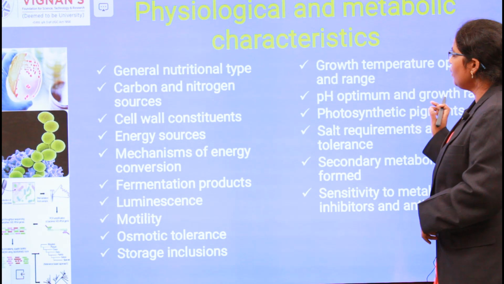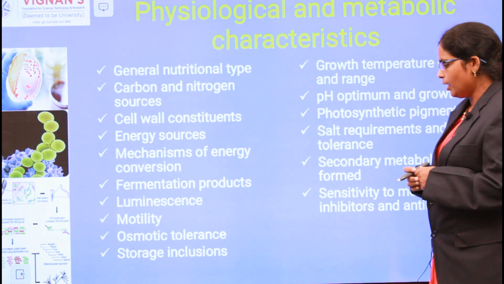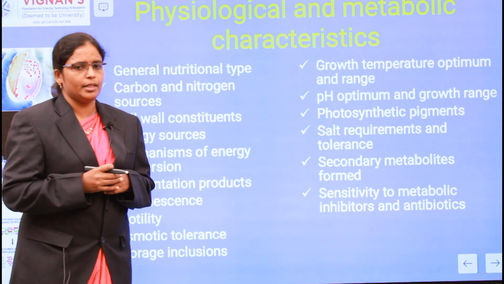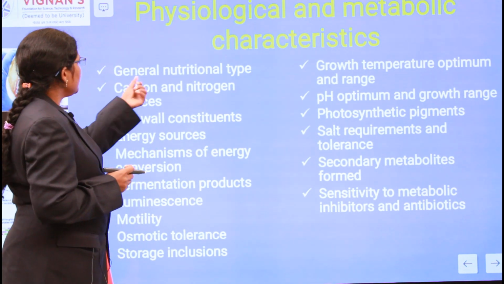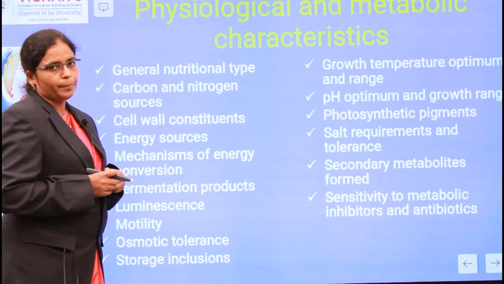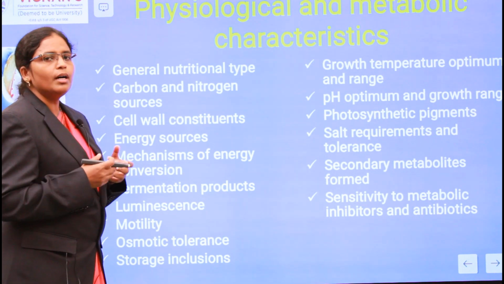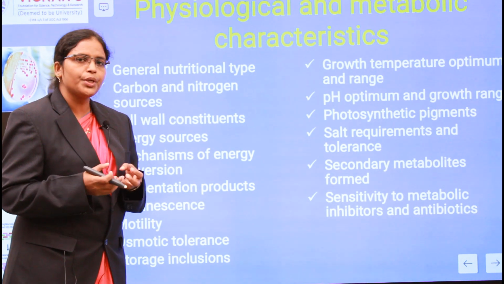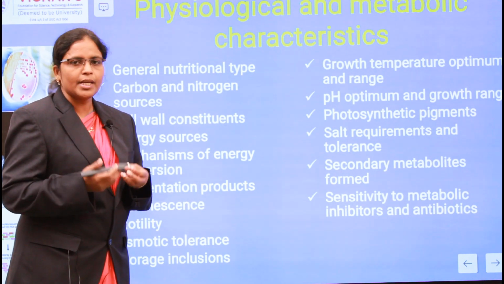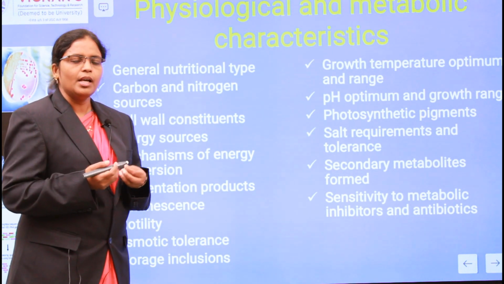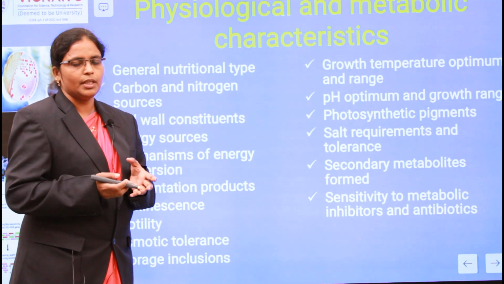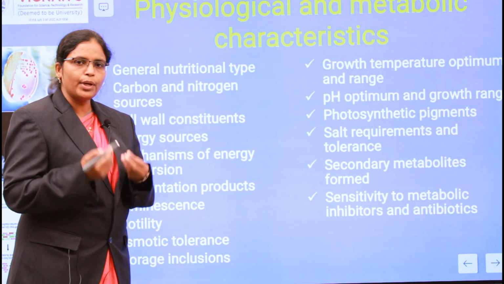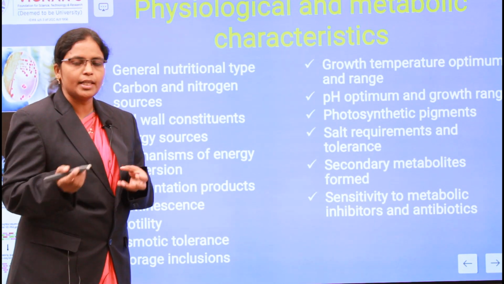Next, physiological metabolic characteristics. Here, if you can observe the physiological patterns, the general nutritional type. So what is the food habit of a particular organism? What nutrition is it consuming? For example, if you take ourselves, some people may like chapati, some people like biryani. That means the food habits differ from one another.